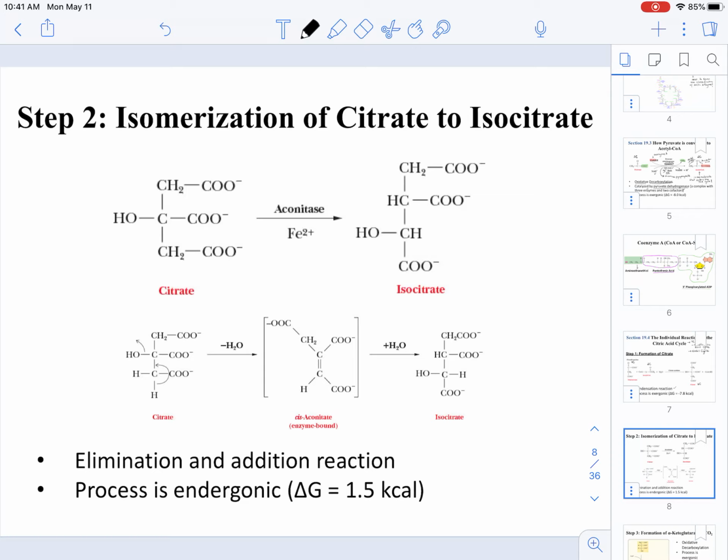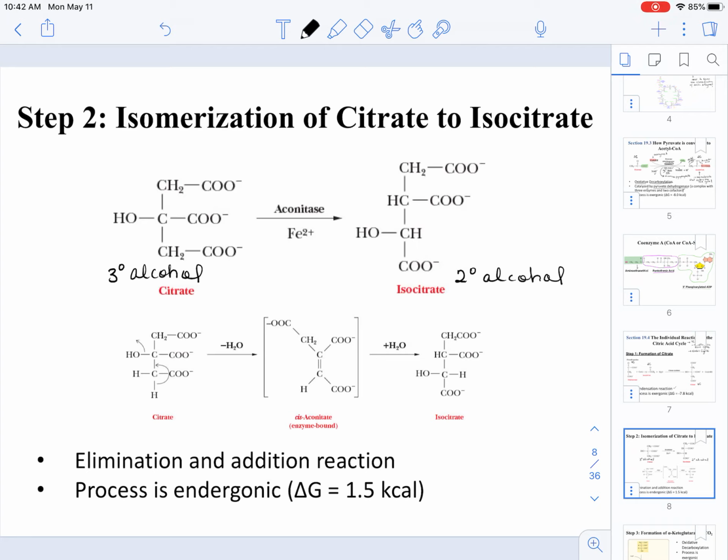Now, let's talk about the second reaction that occurs in the system. So when we have citrate, then citrate needs to be isomerized to isocitrate, okay? Because if we look at the molecule of citrate, this is going to be a tertiary alcohol, okay? When isomerization happens, this forms a secondary alcohol. Okay, so aconitase is going to be the enzyme that catalyzes this reaction.